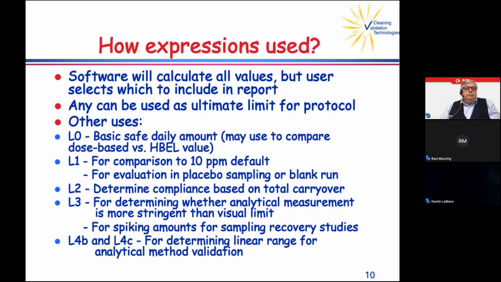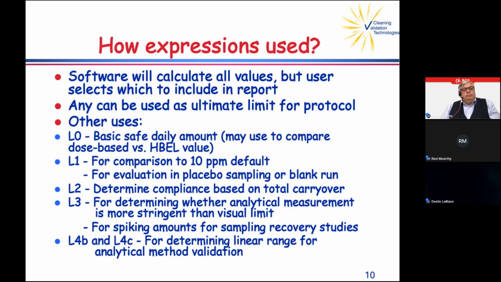And then the L4B and L4C are useful for determining the linear range that you want to have for your analytical method validation. In other words, for your analytical method validation, you want something that can measure below your L4B or L4C. And so you want a linear range below those values. So it helps you to set up an appropriate linear range for analytical purposes.